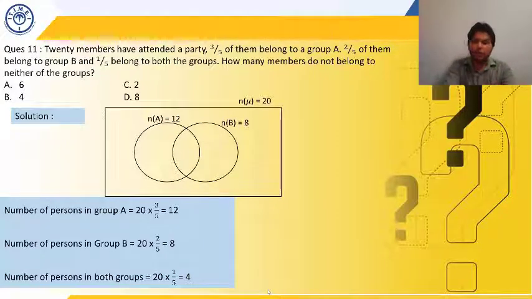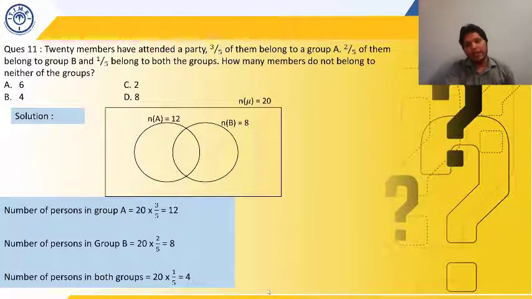8 is the number of persons who belong to only group A, and 4 is the number of persons who belong to both the groups. And if we add all three of them, what will we get? 4 plus 8 is 12, plus 8.